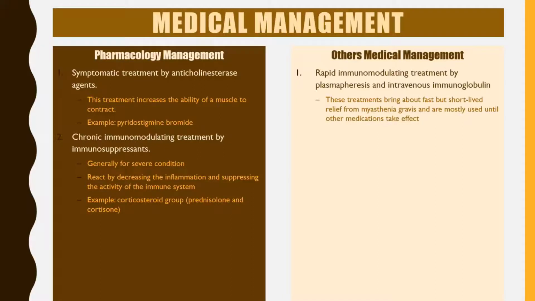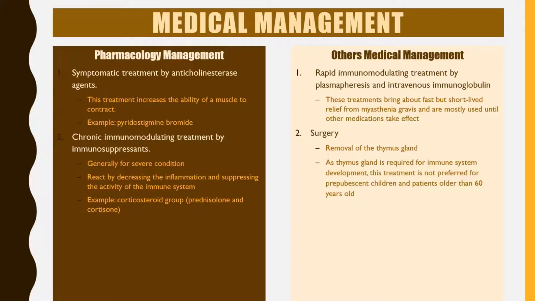These treatments bring about fast but short-lived relief from myasthenia gravis and are mostly used until other medications take effect. Surgery: removal of the thymus gland. As the thymus gland is required for immune system development, this treatment is not preferred for prepubescent children and patients older than 60 years old. However, the procedure can still be done depending on the overall health of the patient and if they really wish to undergo the surgery.